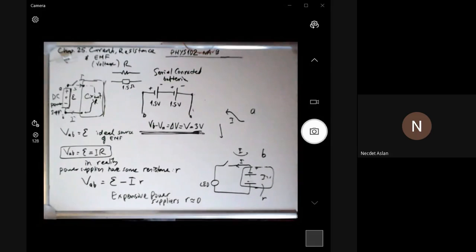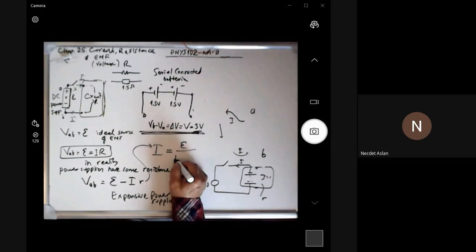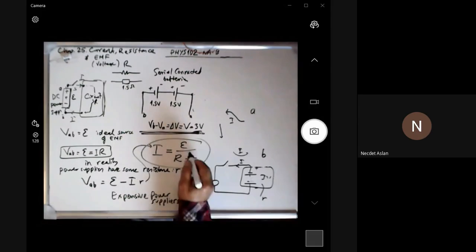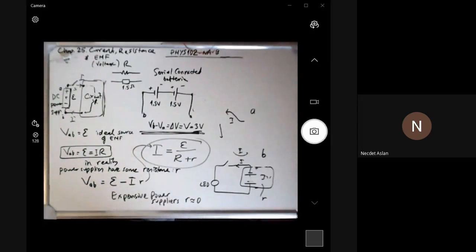Okay, so now we can show that this is just a limitation in the current, since we have epsilon minus IR is equal to epsilon is equal to VAB, we can solve the current from here. We see that the current is epsilon divided by R plus R. So this small resistance that the power supply had is just another resistance that is added to the circuit resistance.